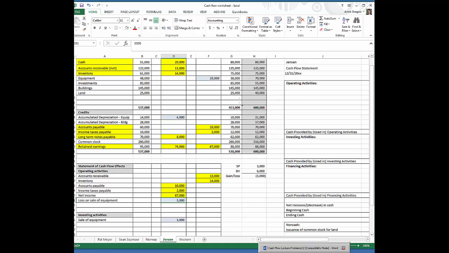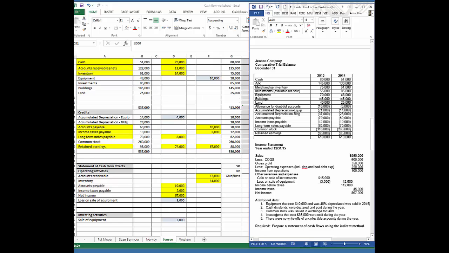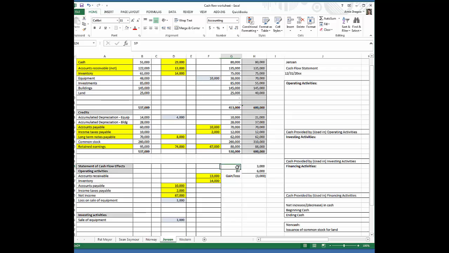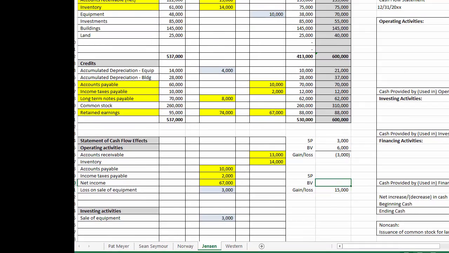Next, let's look at the sale of investments. So we had a sale of investments. They originally cost us $35,000 and they were sold during the year. So we had a gain actually on this sale, a gain of $15,000. So we'll do another worksheet off on the side, listing a gain of $15,000 and a book value. The cost was $35,000, which means that we must have sold it for $50,000 because $50,000 minus 35 would get me $15,000.